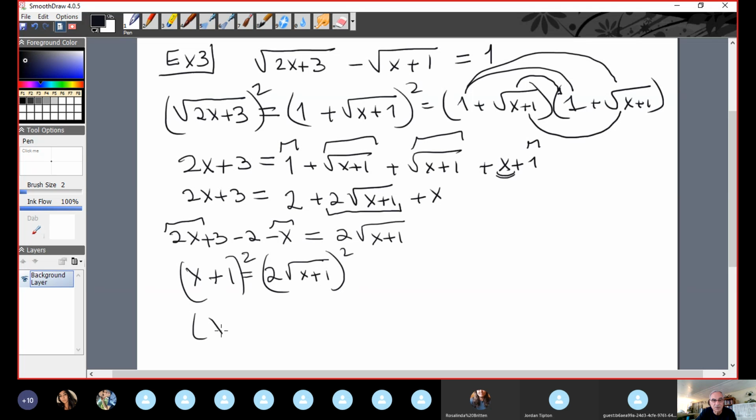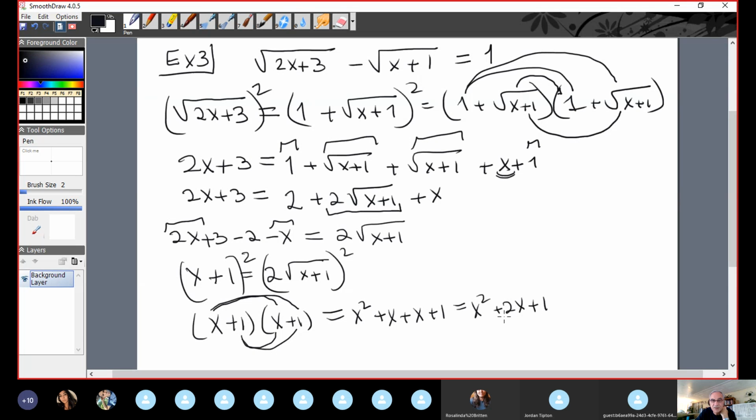So in the left-hand side, we have the multiplication x plus 1 times x plus 1. Okay. Let me try to FOIL. x times x is x squared, x times 1 is x, 1 times x again, and 1 times 1 is also 1. No? And we combine like terms, we have x squared plus 2x plus 1. And this is the expression in the left-hand side.